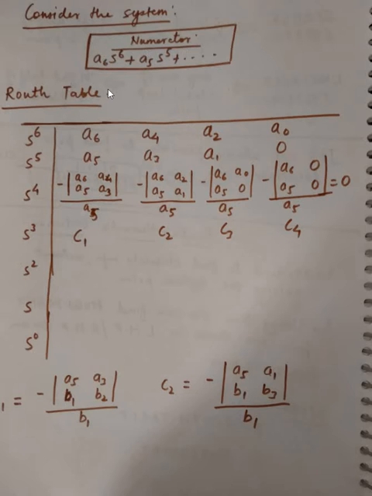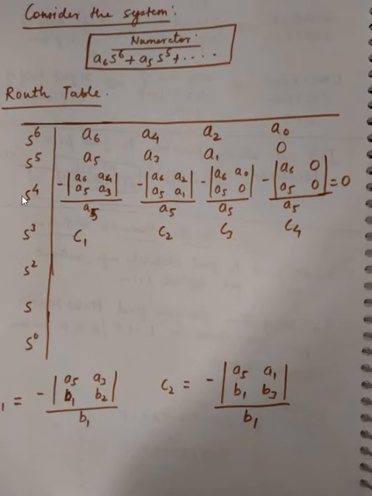So first step is to create the Routh table. For creating the Routh table, you will first write down all the s powers you have in the system. For example, if you are starting with s to the power 6, you will write s to the power 6, 5, 4, 3, 2, 1, 0. If you had s to the power 7 in the denominator, then you would have started from s to the power 7, 6, 5, for the example. That is the way you would have written it here.